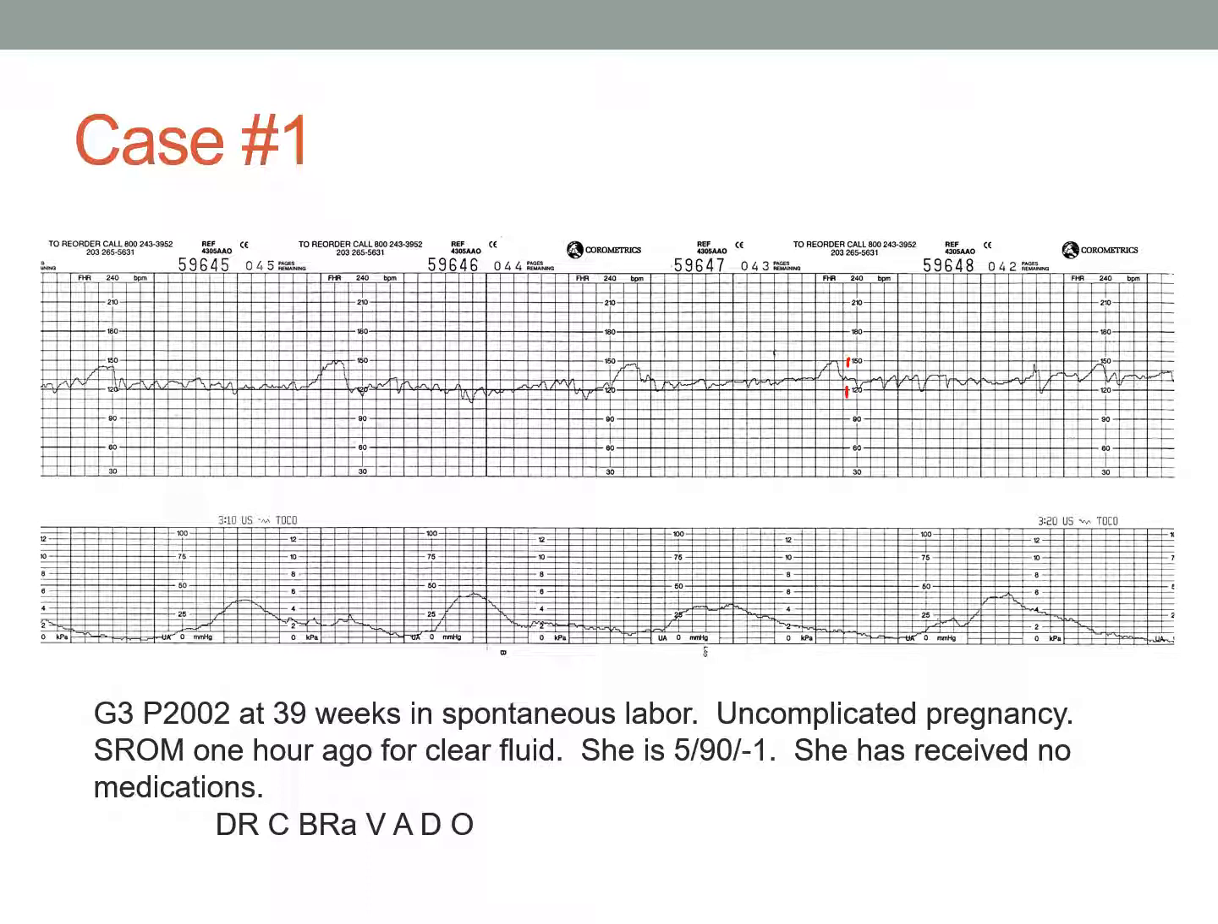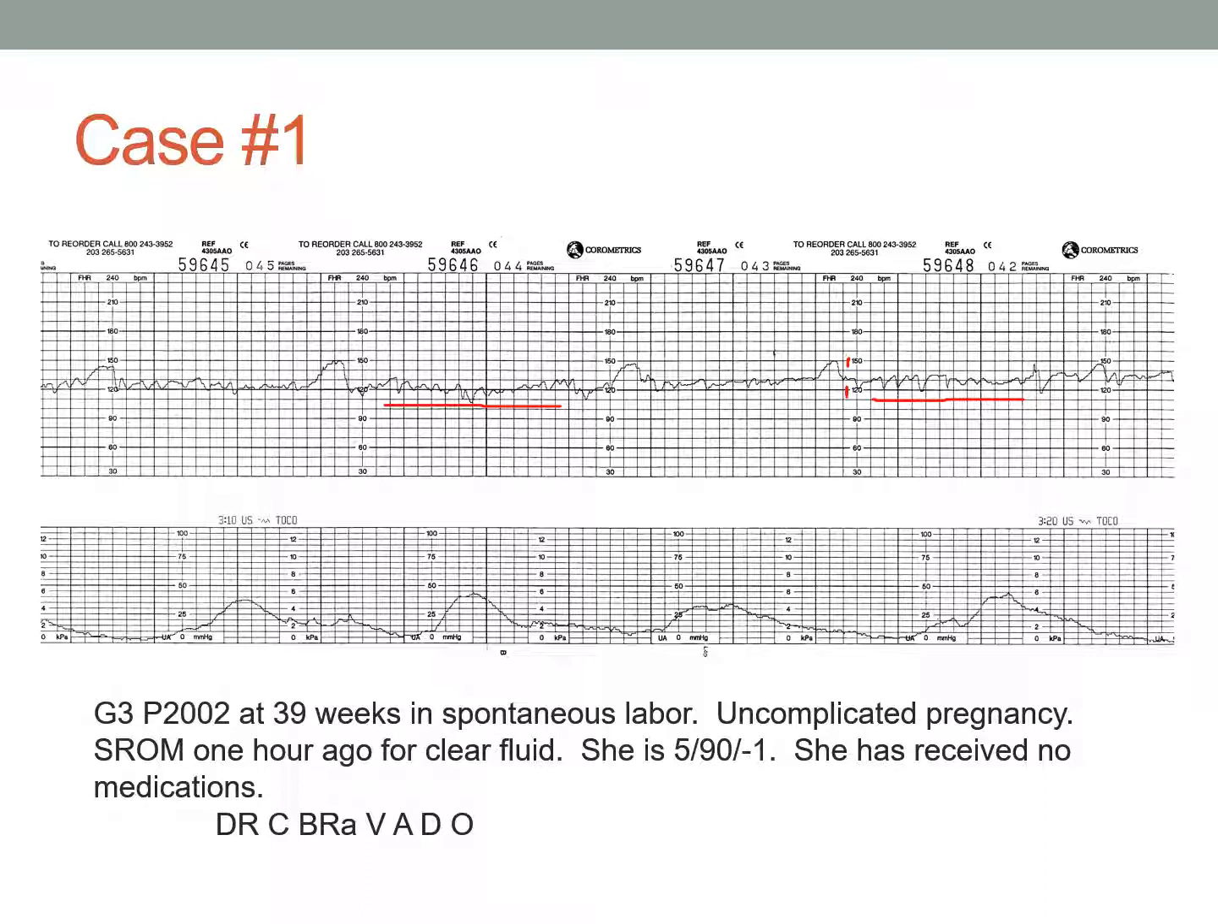So your baseline rate here, I would call this probably 130s. Your segments to look at are your areas in between accels. So this is a good segment here for determining baseline. This is a good segment here for determining baseline rate. Variability, I think this is an easy one.